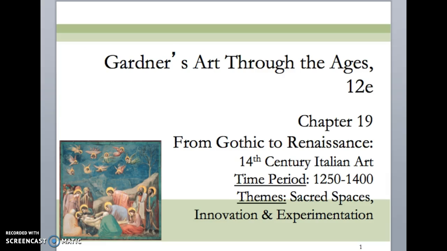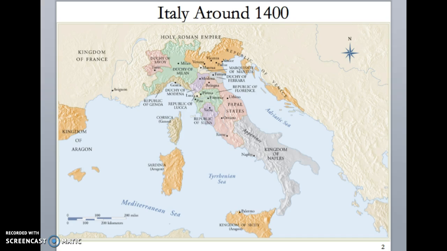I want to quickly cover some important things in Proto Renaissance art. So we're now in chapter 19, still in the 14th century, and we are now in Italy. If you remember, we discussed geographically Italy is separated into these city-states, which often were in competition with one another for who had the best monuments, who had the best architecture, obviously who had the best cathedral. So that's why we see these cathedrals getting larger and more elaborate as time goes on.